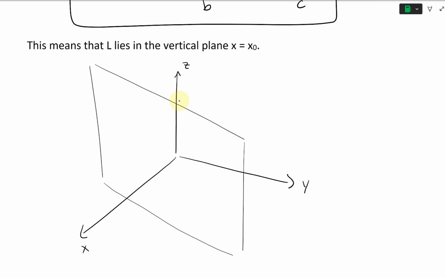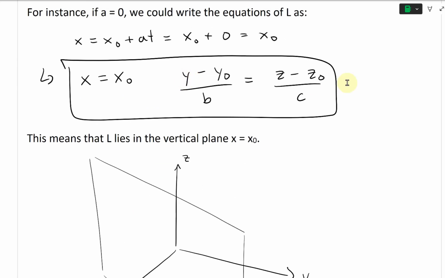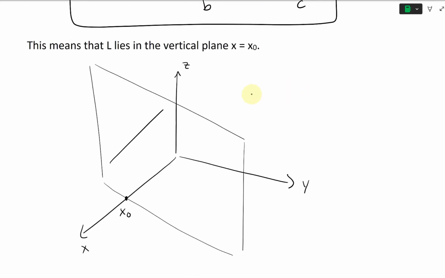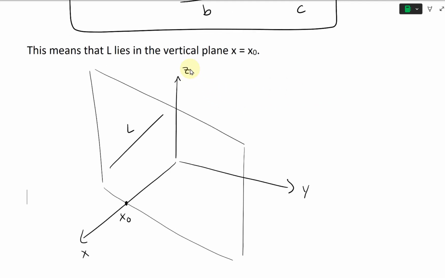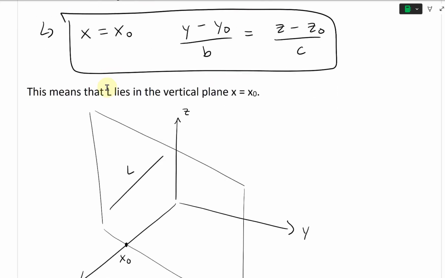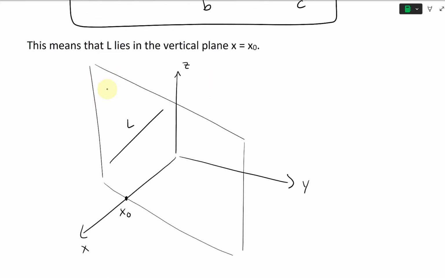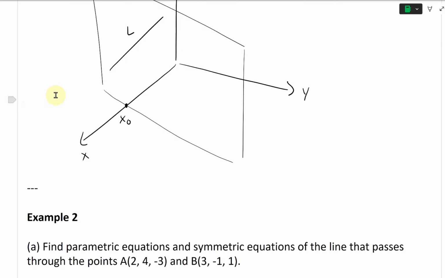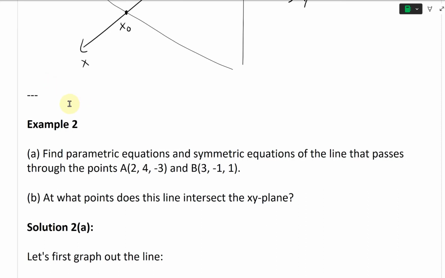And let's say at this point right here, this point crosses through it. This is at x naught. So this means that the line's going to be on this plane, and it's going to be something like this. That's going to be our L. Like that, or it could be like this, etc. It doesn't matter, but it's going to be on this plane. And that's how you write this, x equals x naught. It doesn't matter what z or y values there are, you're always going to be on this x naught vertical plane. Alright, so let's continue further and look at example 2.